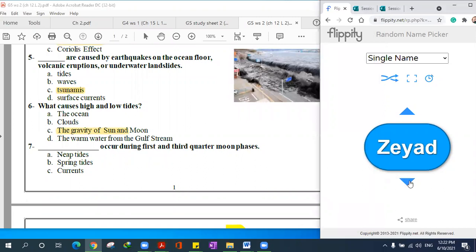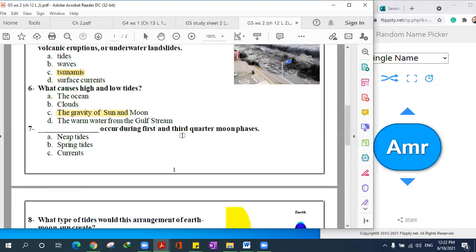Ziad is not here. Hannah Sultan is not here. Asid is not here also. Sabine is not here. Yes, Amr is here.